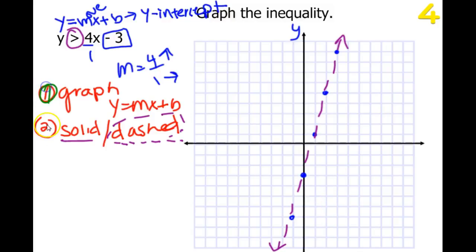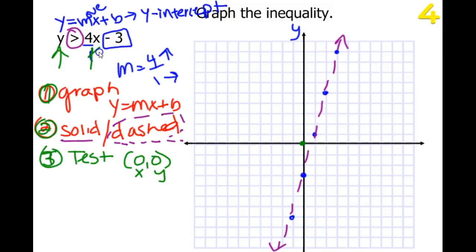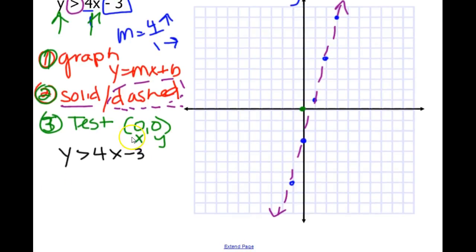So once we've graphed it and decided if it's solid or dashed, we need to, step 3, test a point, as long as the point 0, 0 isn't a point we graphed. So I'm going to test 0 for x and 0 for y into this equation, just like we did on the very first slide. So my equation, y is greater than 4x minus 3. We're going to plug in x is 0 and y is 0. So 0 is greater than 4 times 0 minus 3.